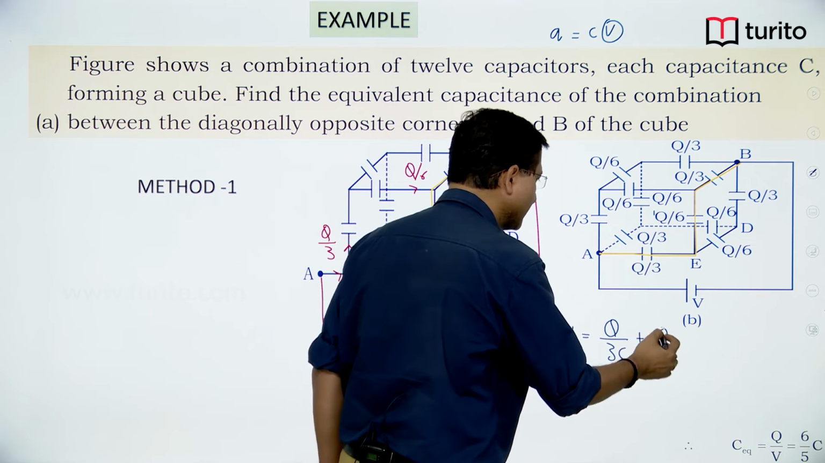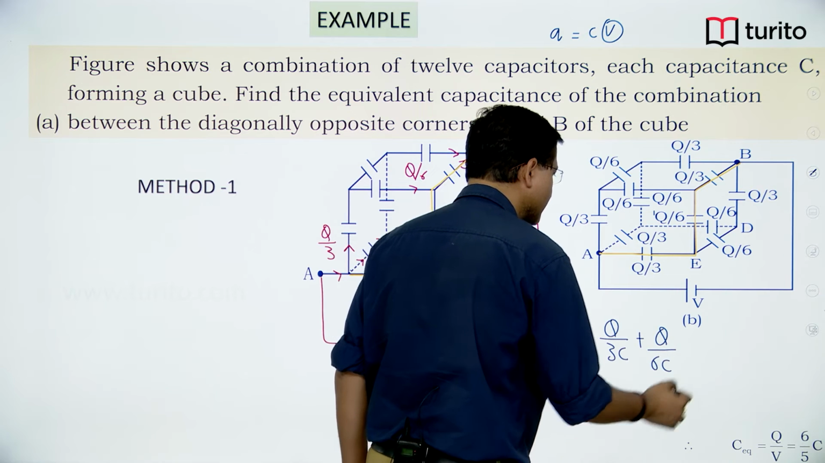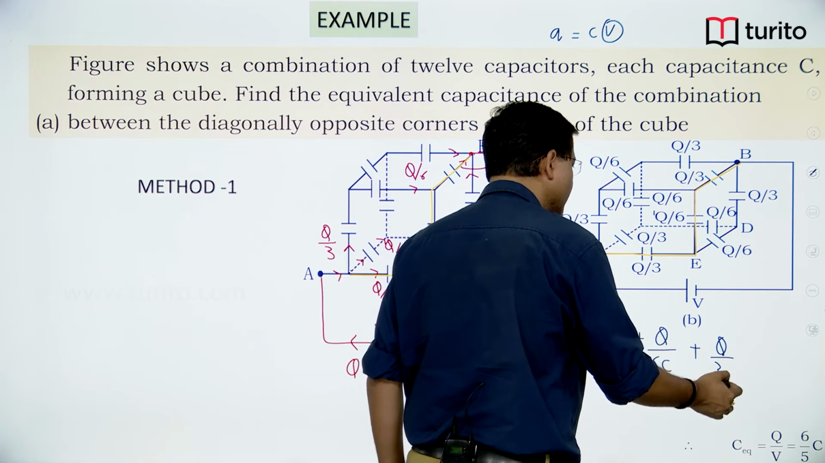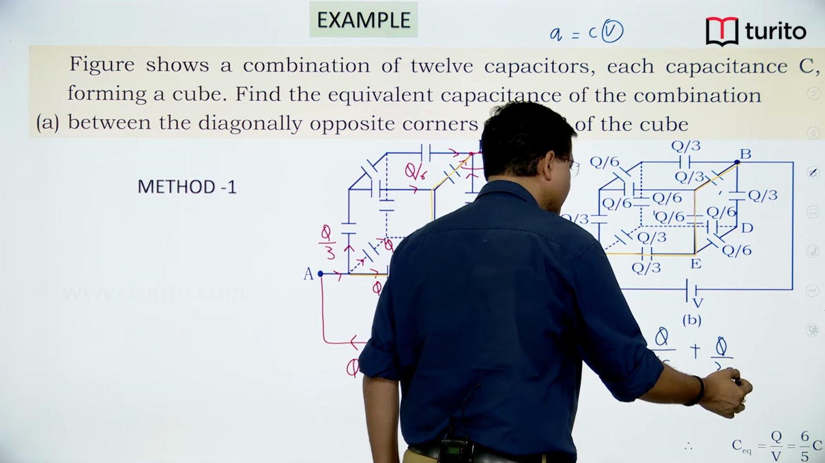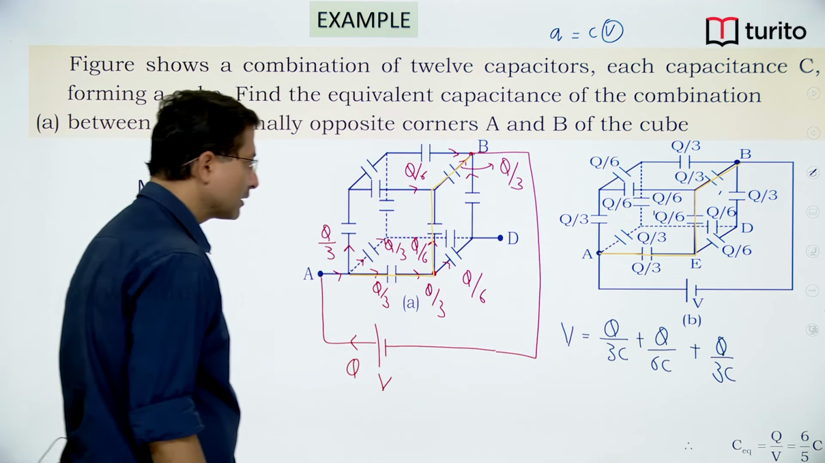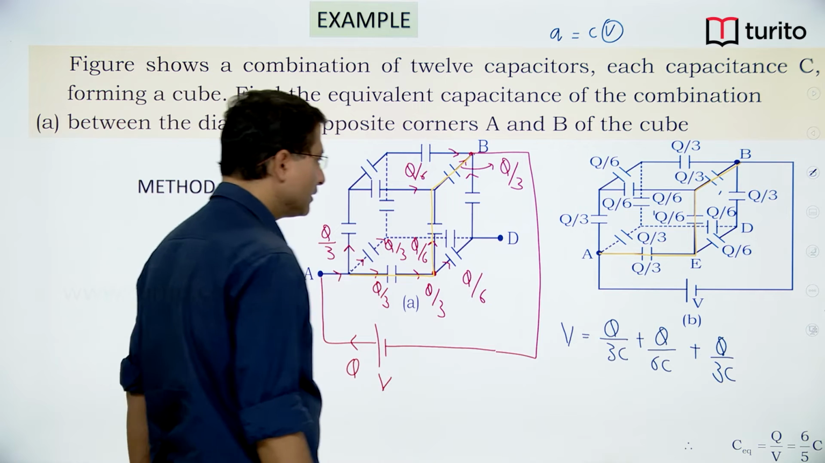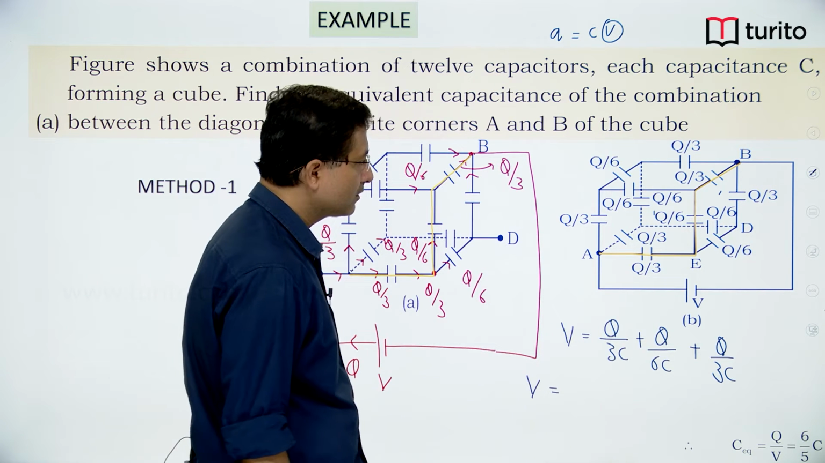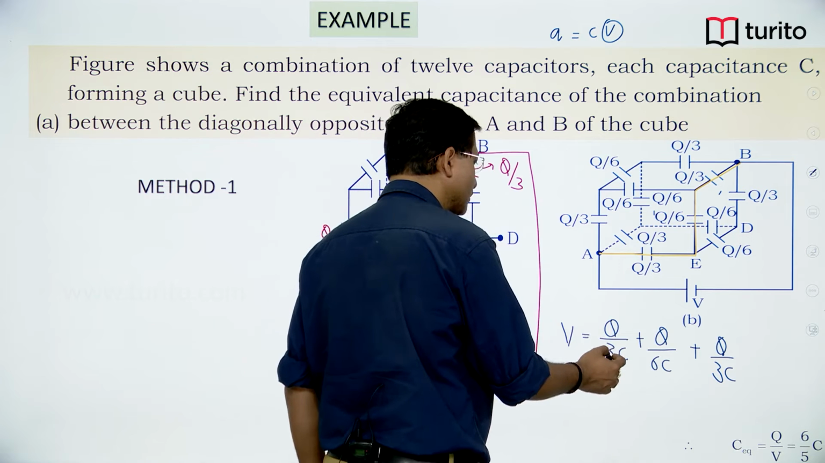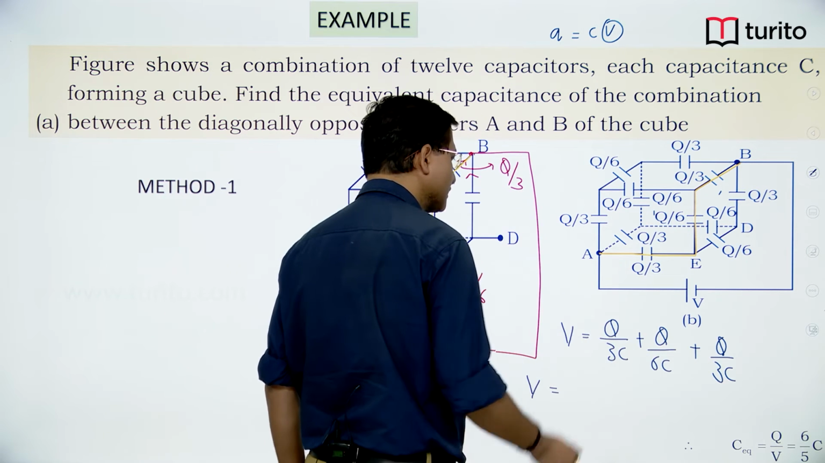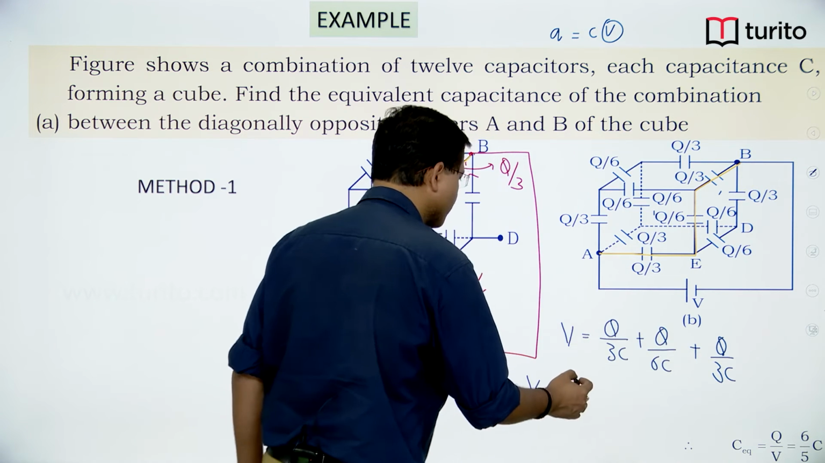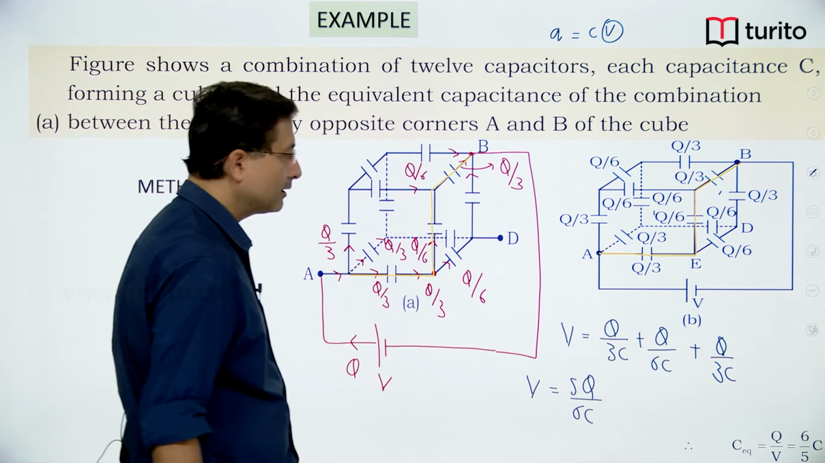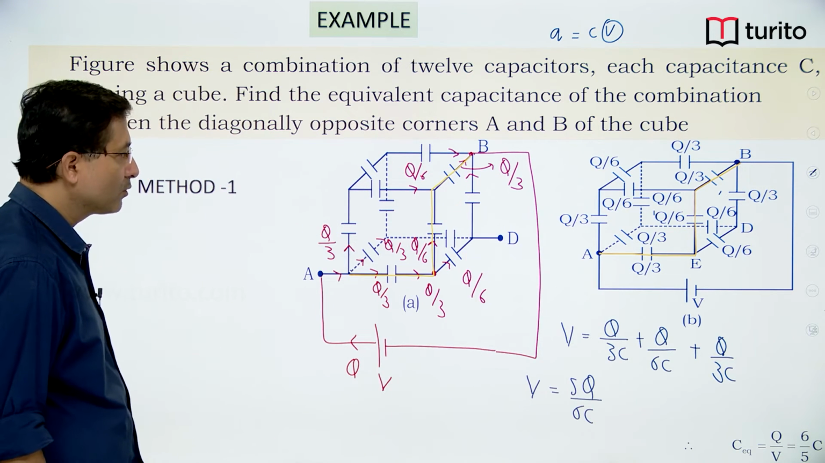So, here I can write q by 6C, plus here this carries charge q by 3 and the capacitance of this one is C. If I add all these terms, multiply and divide by 2 here, this all will become 6, 2 plus 1, 5q by 6C. Now, what is the meaning of that?